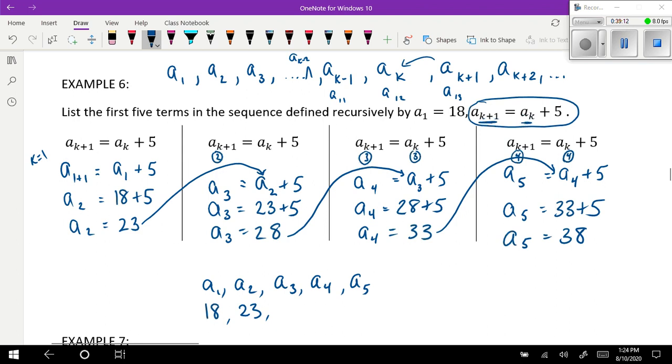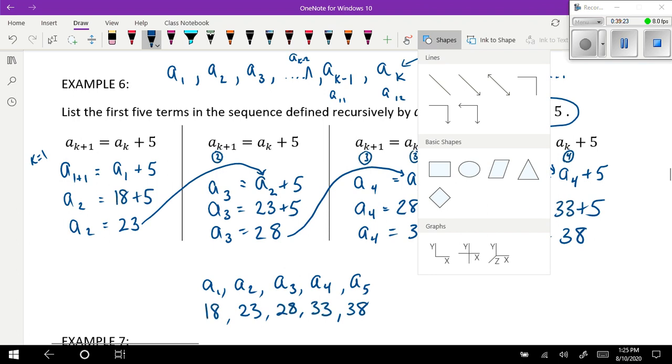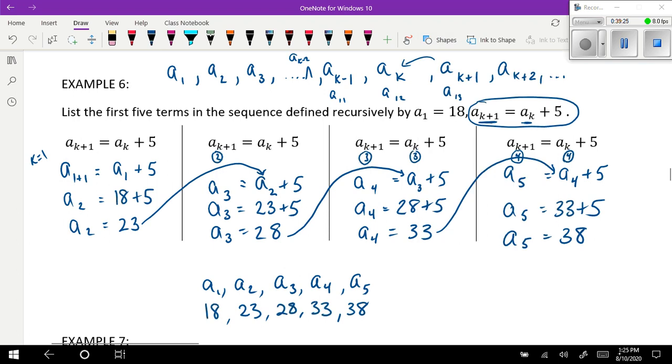So my a sub 3 was 28, 33, and 38. So, pretty good. Pretty easy to do. I'm going to box my answer.